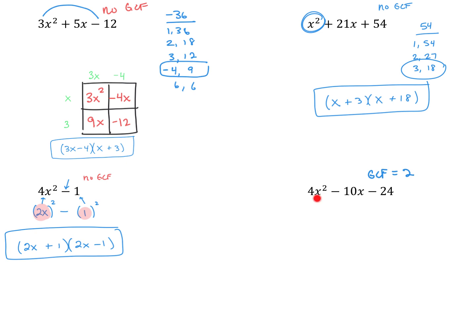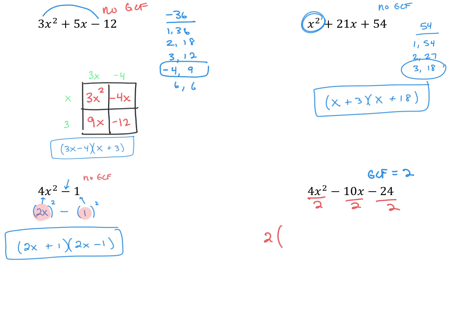Then I want to look at the variables. I have x's in this term, but not this term. So that means that x is not part of the GCF. So our GCF is just a 2. So we're going to factor a 2 out of all three terms. That 2 is one of our factors, so it goes out front. And then we're just going to factor 2 out of each term, which works like division.